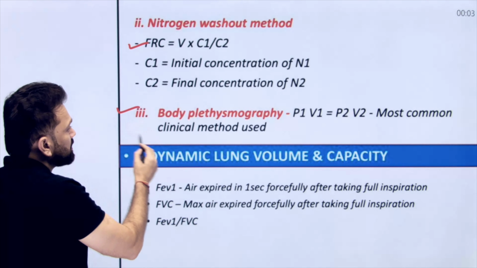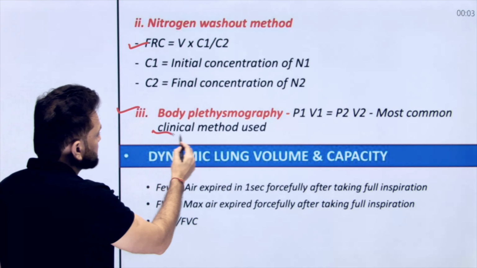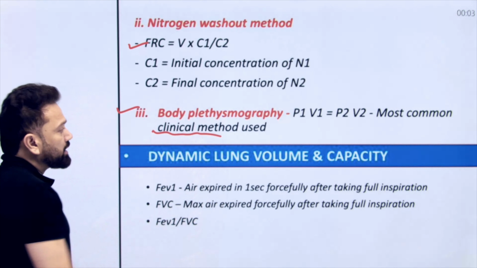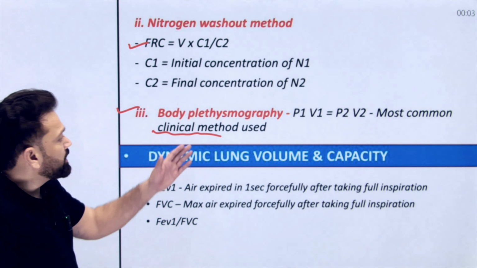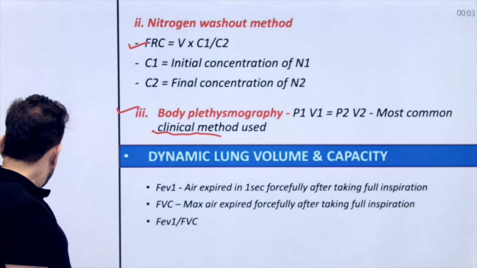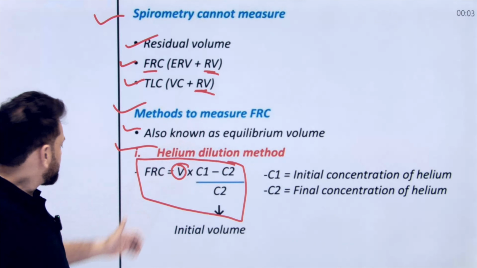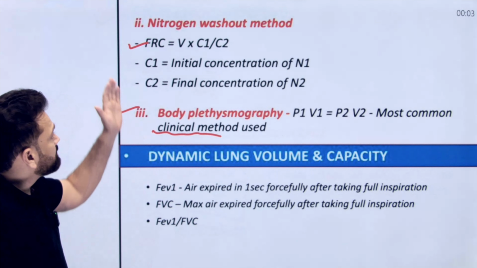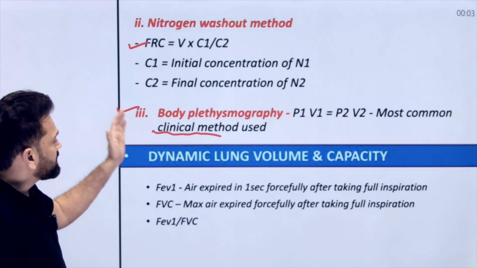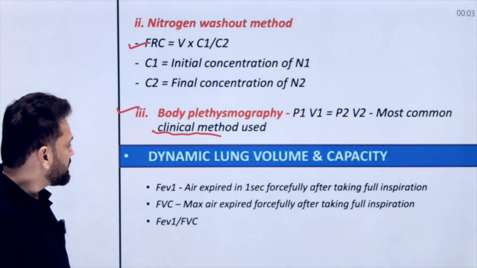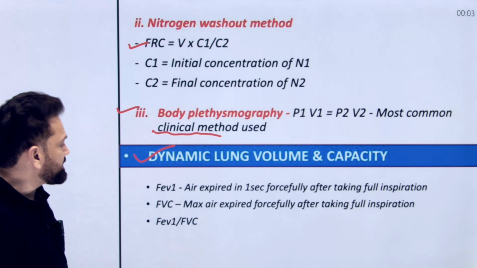And the third, which we use in clinical conditions, is body plethysmography, where we use P1V1 equal to P2V2. At minimum, you need to remember the names. What are the methods to measure FRC? Number one, helium dilution method. Number two, nitrogen washout method. Number three, body plethysmography. Now comes dynamic lung volume and capacity.